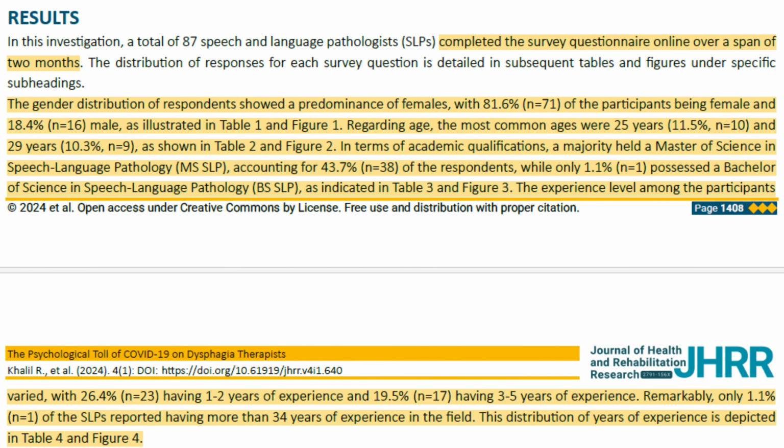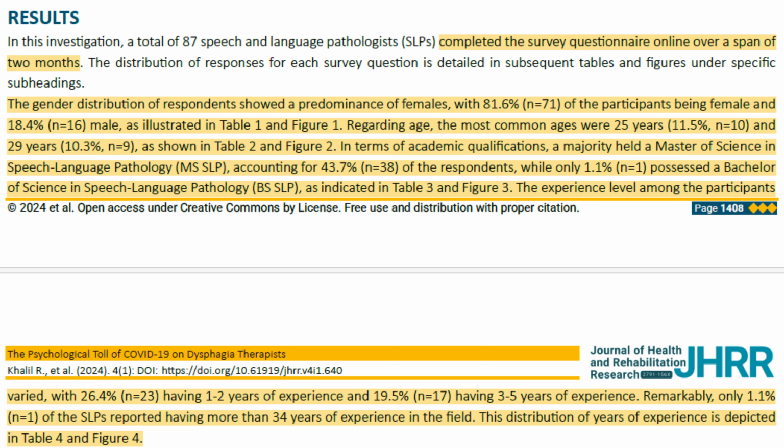In the results section on pages 1408 to 1409, the authors explain that a total of 87 speech therapists participated in the online survey. 71 of these were female and 16 male. They reported age in terms of frequency rather than as a mean or in categories. They found the 2 most common ages for speech therapists were 25 years old and 29 years old. They referred to tables and figures not in the article, so it's unclear how old the other 78% of participants were.